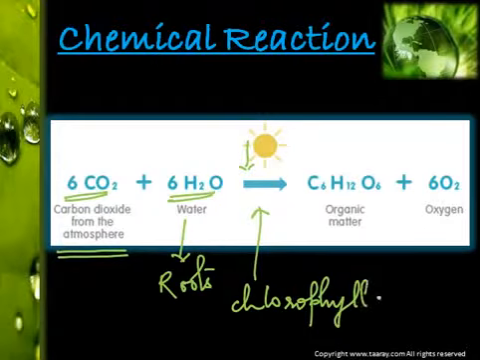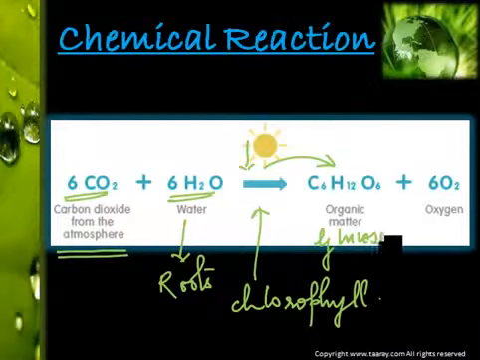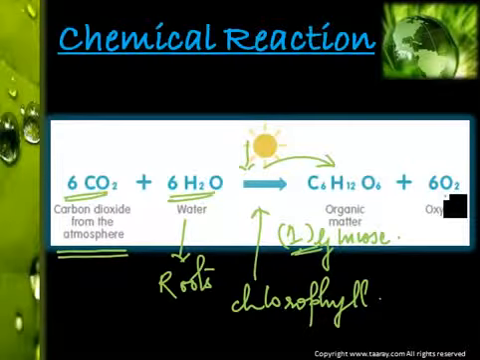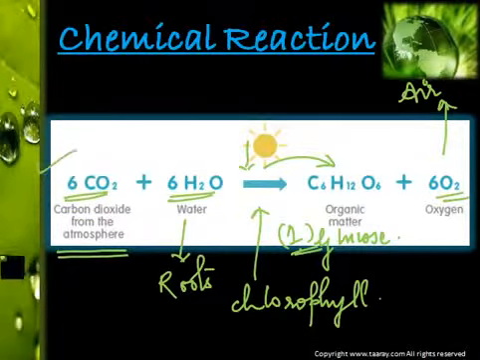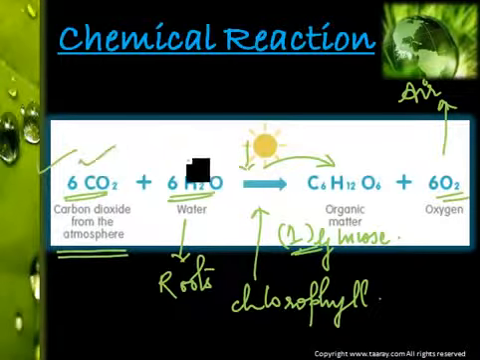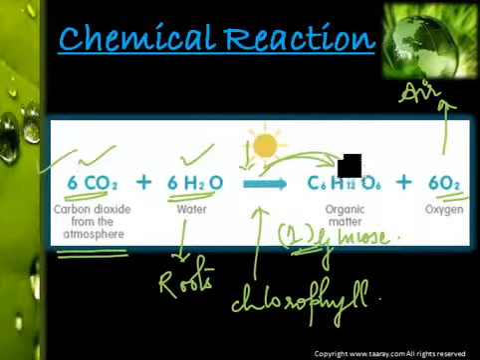which is present in the chloroplast, give out the organic matter, glucose, which is the food of the plant. Oxygen is also formed and released into the air, which is utilized by us. So the chemical reaction is: 6 CO2 and 6 H2O in the presence of chlorophyll and sunlight combine to give 1 molecule of glucose and 6 molecules of oxygen.